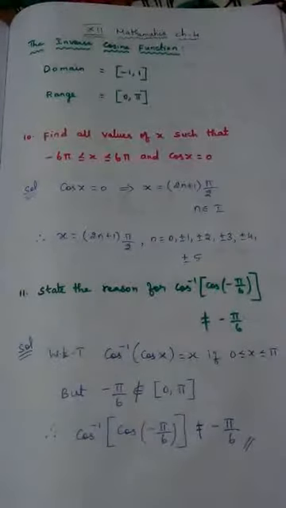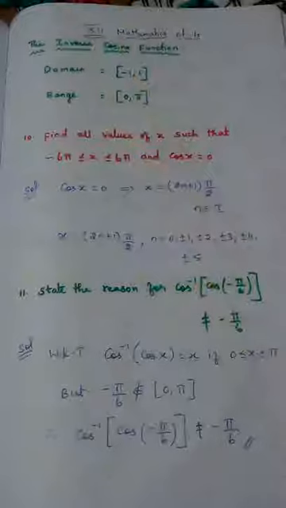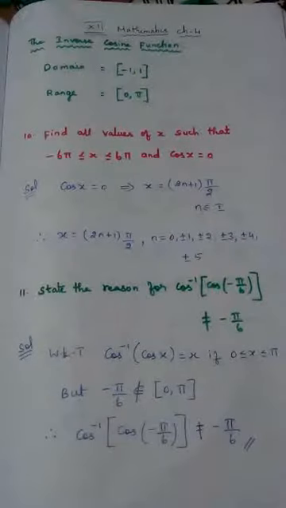In the previous class we studied about inverse sine function. Now we will see inverse cosine function. And as I said, the domain and range of sine inverse x: the domain is -1 to +1, closed interval, and the range is -π/2 to +π/2.